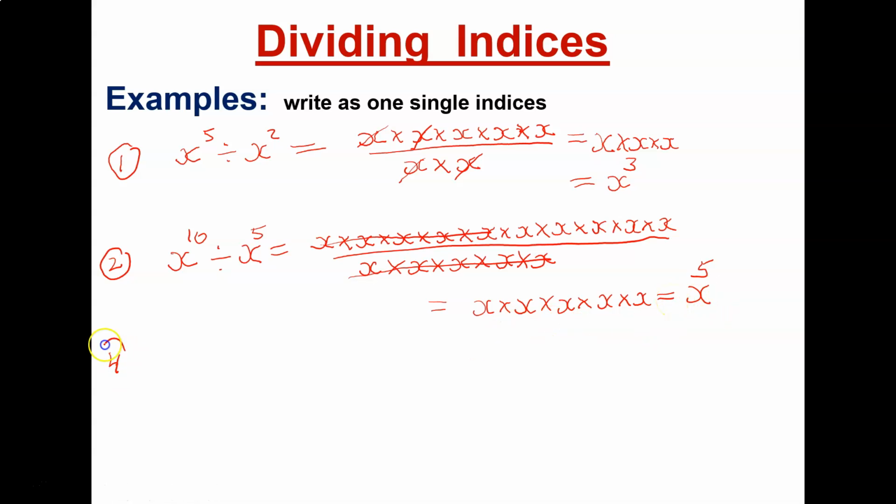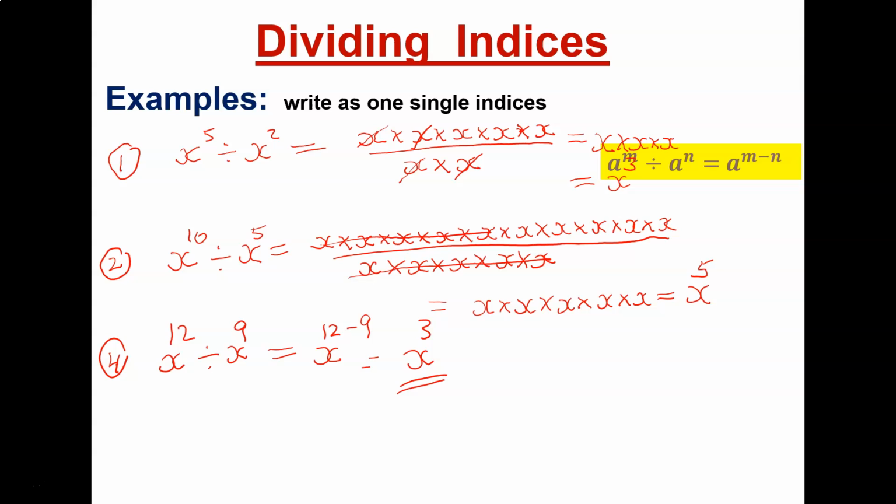So later, for example, if you are given x power of 12 divided by x power of 9, you don't need to write all of this multiplication. All you need to do is x, 12 take away 9, and that is x power of 3. This is how we use the division rule, and that's what the division rule is. a^m divided by a^n equals a^(m minus n), which simply means you take away the two powers.